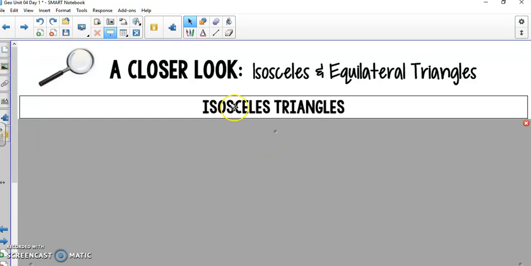So tonight's notes, our focus is on isosceles and equilateral triangles. I'm going to be highlighting a lot of stuff. Make sure if I highlight something, you write that in your notebook. All right, so isosceles and equilateral triangles.